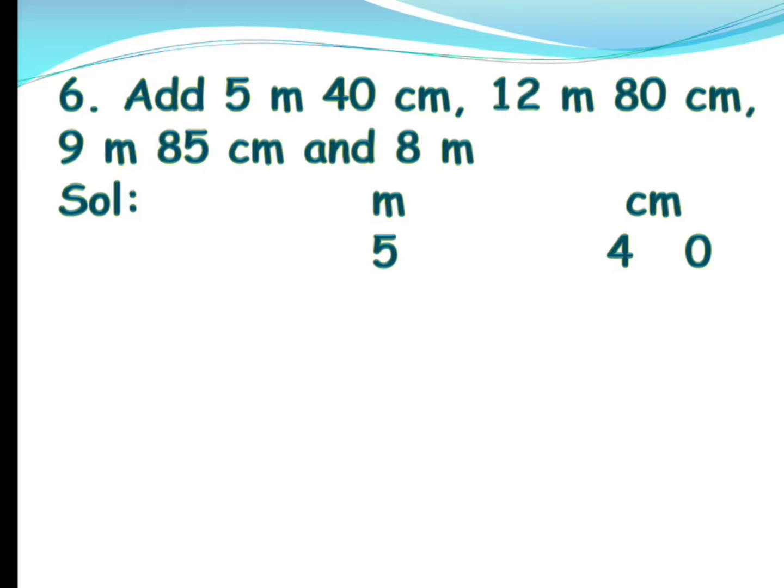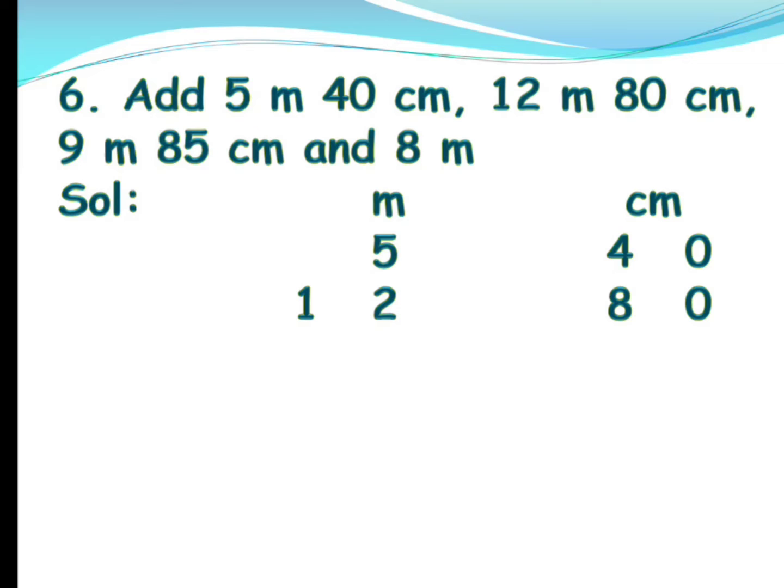So under meters you have to write 12, where under 5 you will write 2 in 12 and 1 will be in the tens place of meters. Okay, in centimeters 0 is in ones place, 8 under tens. For 5 meters 40 centimeters, 4 is in tens place, 0 is in ones place.